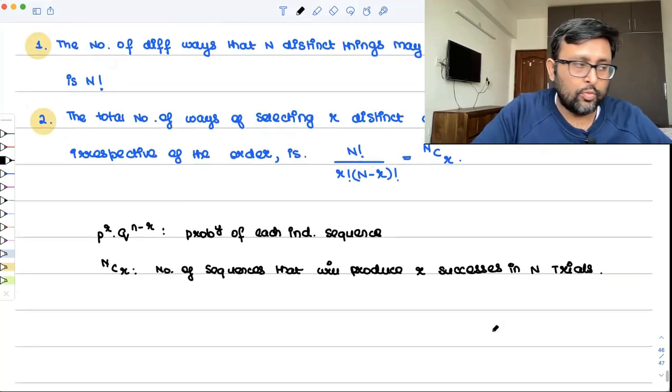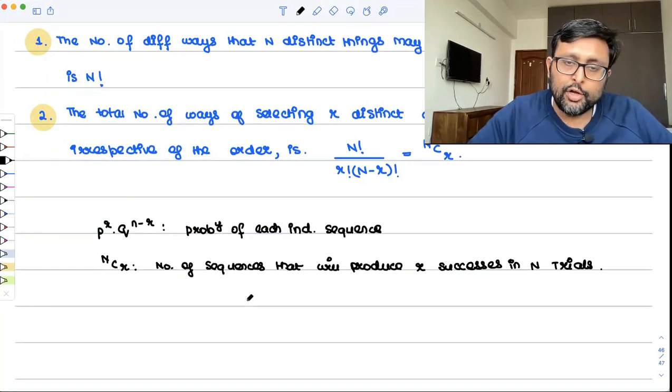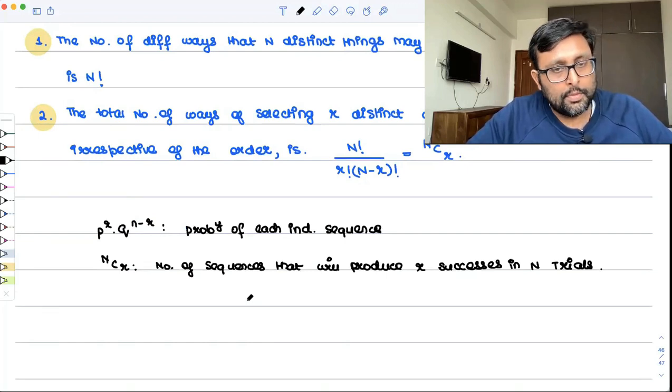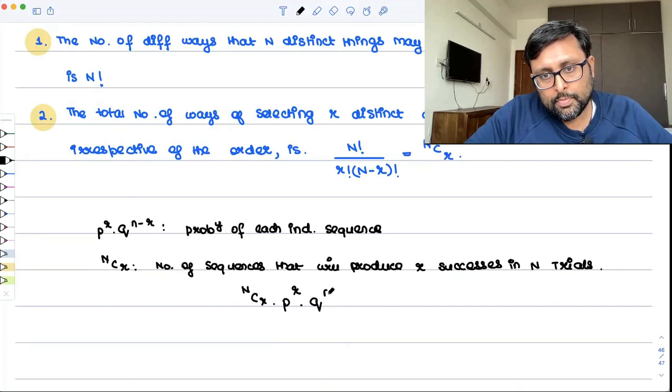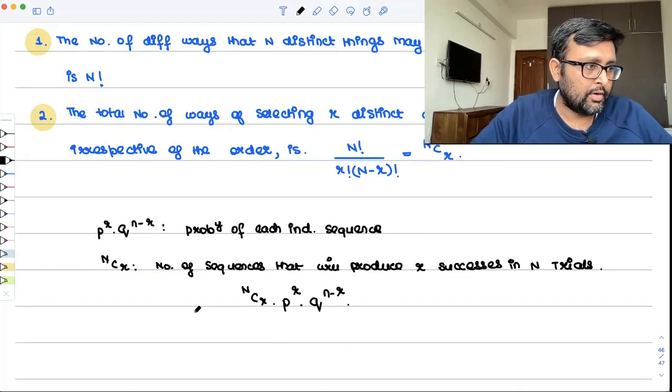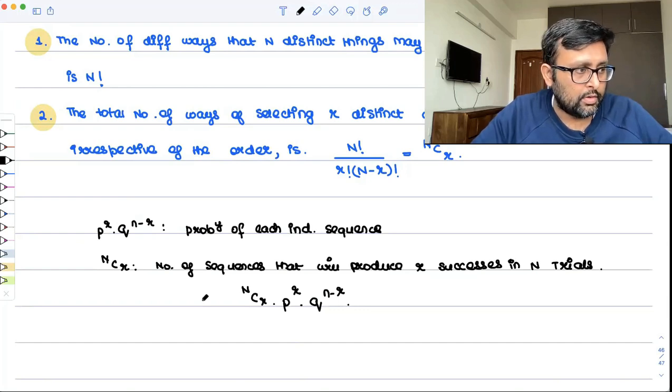So when the probability of success is equal to p, the probability of finding exactly r successes in n trials is going to be nCr p to the power r q to the power n minus r, right? That is what we want to write this as, and this is the way I'm going to solve the binomial distribution.